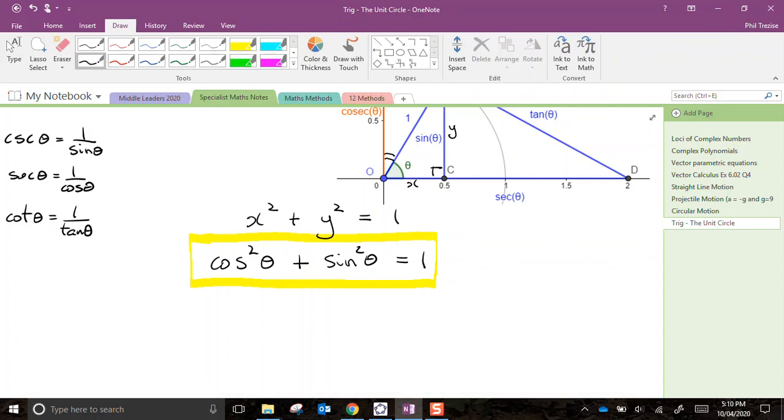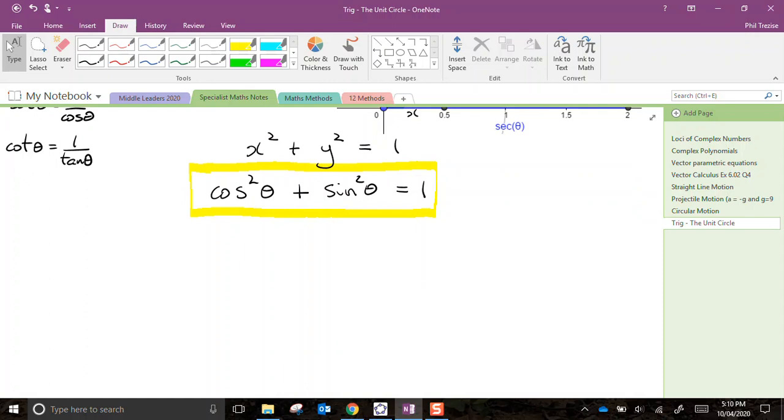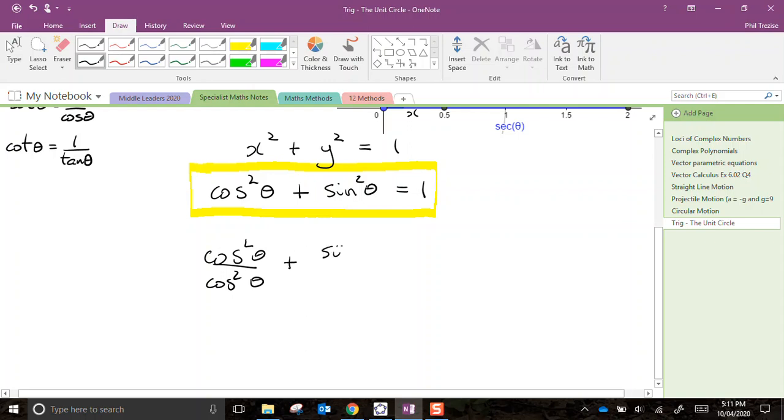Now let's do something interesting. Let's divide everything by, well, let's say cosine squared. So my first term would be cosine squared theta divided by cosine squared theta. My second term would be sine squared theta divided by cosine squared theta. And my last one is 1 divided by cosine squared theta. So it's the original theorem, everything divided by cosine squared. Now what happens? All of that cancels to give 1. Sine squared over cosine squared.